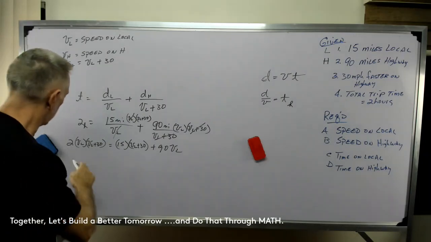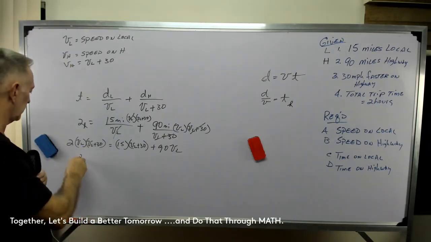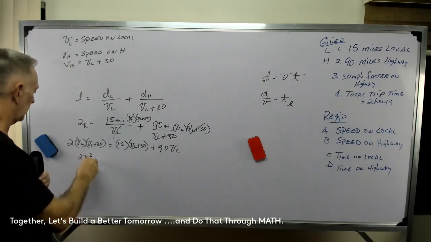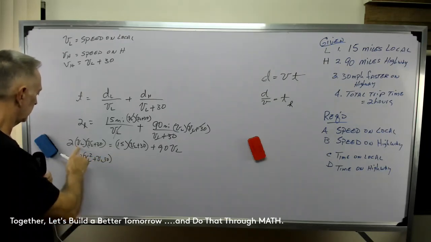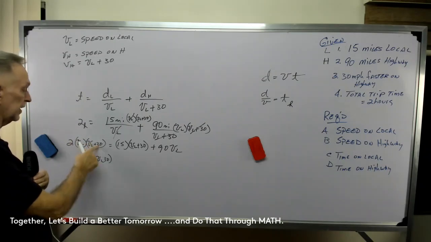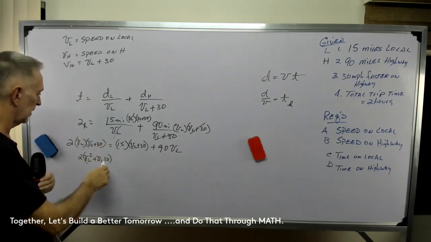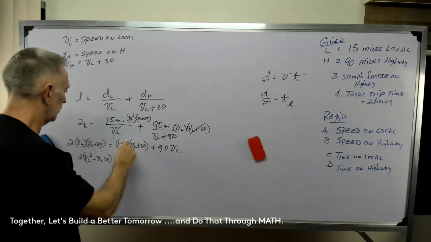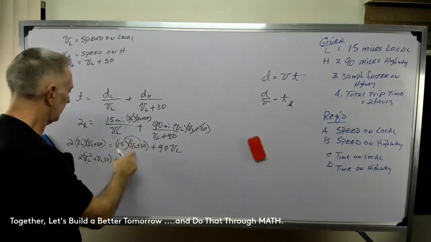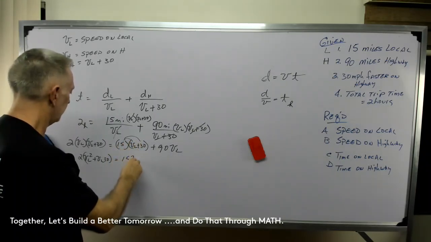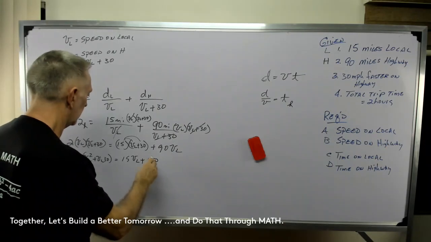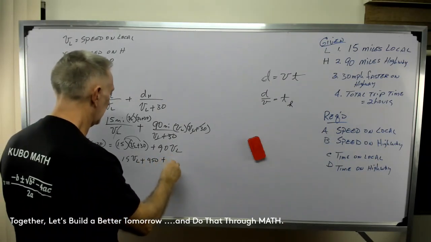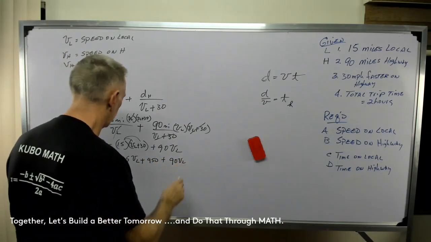Okay, what do we got here? We have 2 times V sub L squared plus V sub L times 30. All I did was distribute this V sub L into the problem. And that equals, I'm going to do the same here. I'm going to distribute the 15 as 15 V sub L plus 15 times 30, 450, plus 90 V sub L.